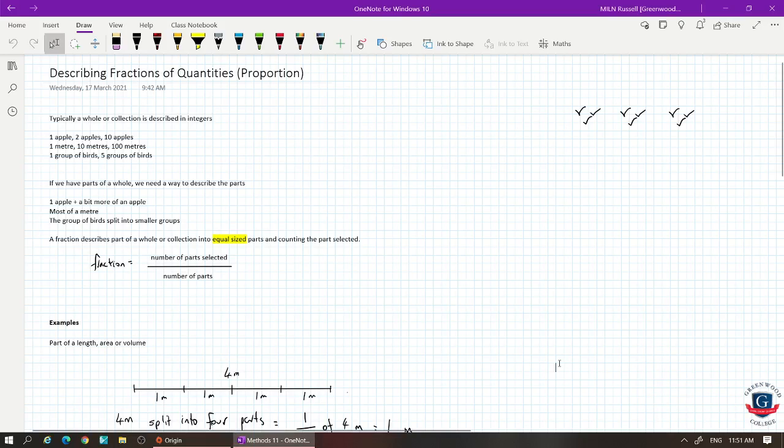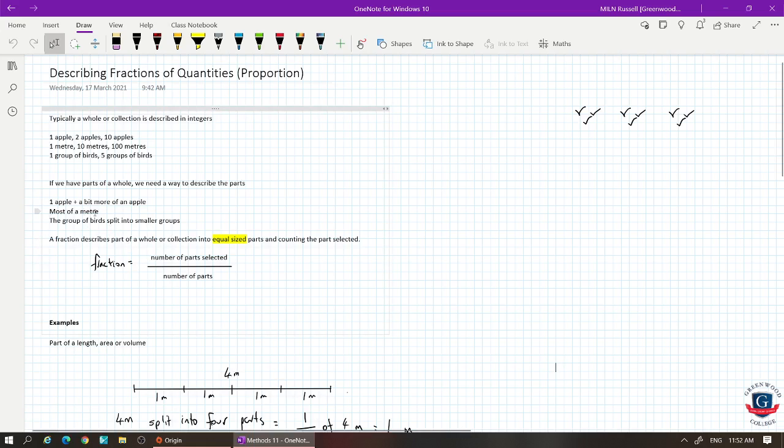Hi everyone. Fractions are a great way of describing parts of collections and parts of wholes, but we should learn how to do it before we actually work out what the calculation is, or at least determine what it is we're trying to do. So we'll start with a whole. A whole is typically something that's the whole thing. So a whole apple, 2 whole apples, 10 whole apples, or a whole meter, or 10 whole meters, or 100 whole meters, or 1 group of birds, or 5 groups of birds. There's no parts involved.